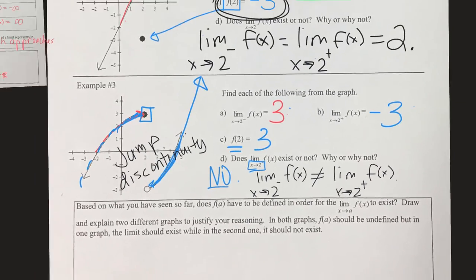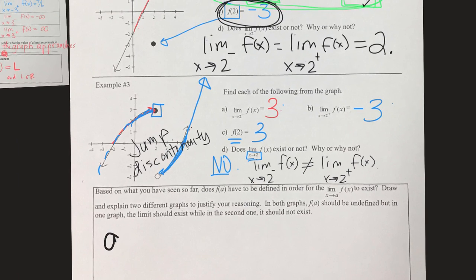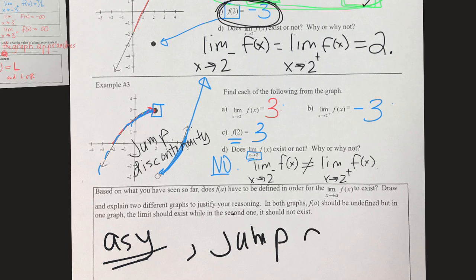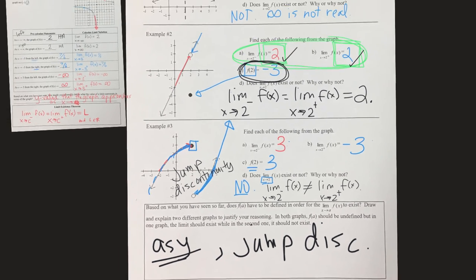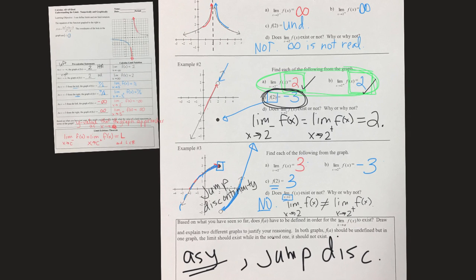So the limit doesn't exist in a couple of places. Number one, an asymptote. Limits do not exist at asymptotes. They do exist at holes, though. Limits do exist at a hole, like they did in example 2. They don't exist at asymptotes, and they don't exist at jump discontinuities. So as long as the graph is continuous and connected, the limit will exist. You're just looking from the left side and from the right side. Are they approaching the same numbers? Okay, there you go.